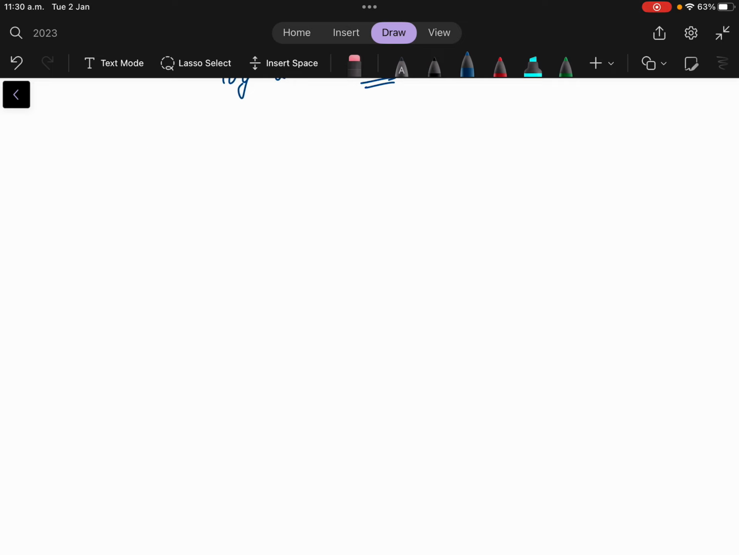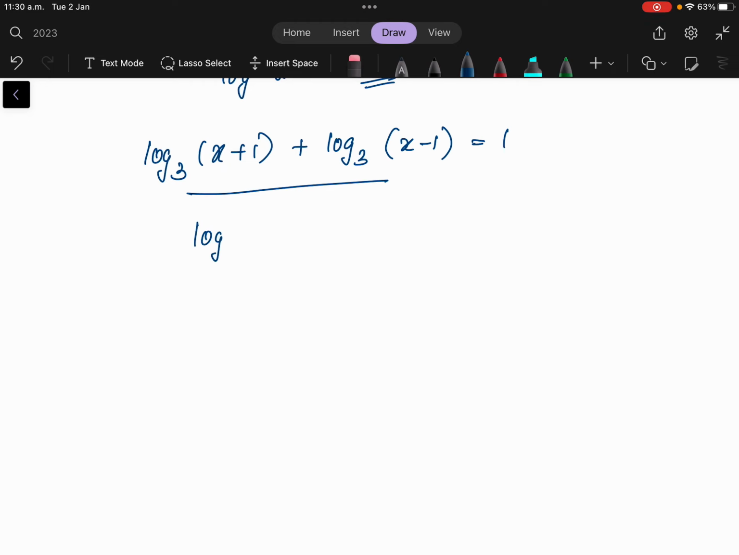For example, if you have log 3 (x plus 1) plus log 3 (x minus 1) is equal to 1, what you need to do is simplify this first. So it becomes log 3 of (x plus 1)(x minus 1) is equal to 1. That will be simplified to x squared minus 1, which is equal to 1.